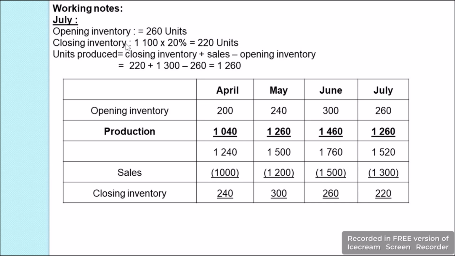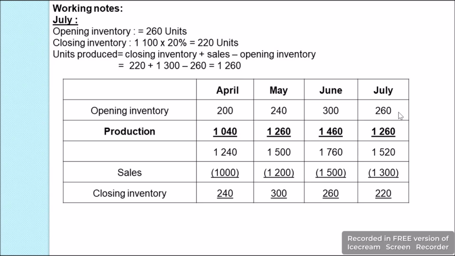The closing inventory again will be 20% of the sales of August, which was given as 1100 units, and 20% of this will be 220 units. The units to be produced, or the production, will be the closing inventory, which we have as 220 units, plus the sales of the month of July, which is 1300 units, minus the opening inventory, which is 260 units. We will get the value as 1260 units to be produced.